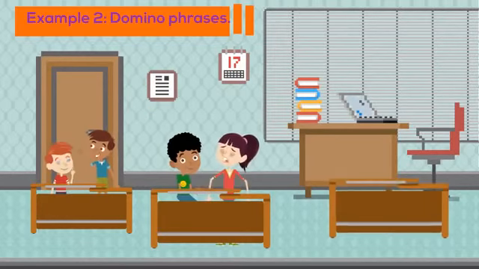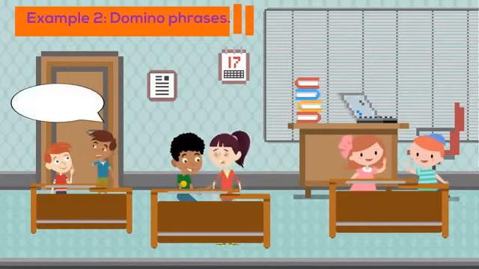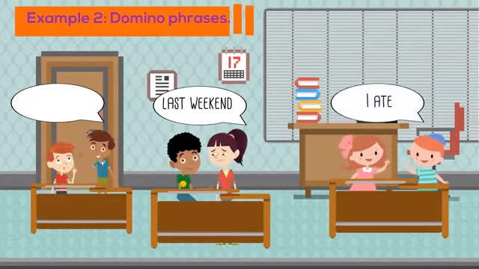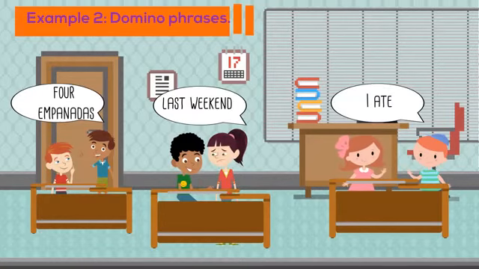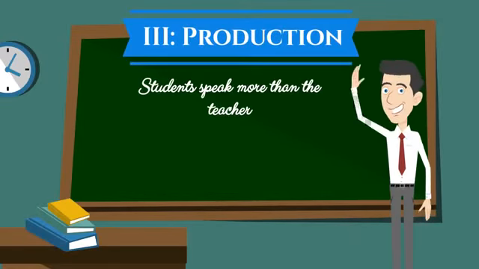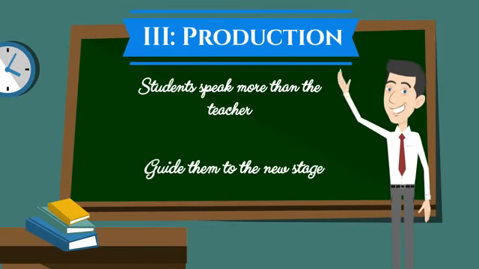Another possible activity is to play domino phrases. Cut different sentences into segments, such as last weekend, I ate, and 4 empanadas, so they can use context to guess the right answer. Part 3. Production. In this section, the students are supposed to speak more than the teacher, so keep them on track by slowly moving on to the new stage.